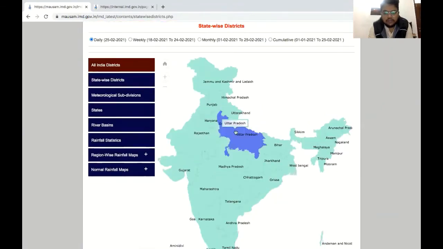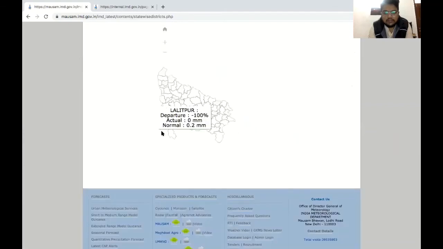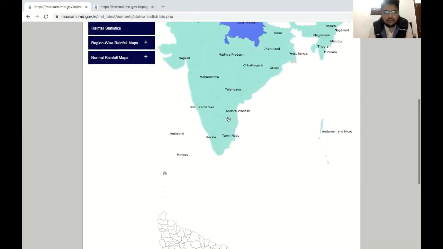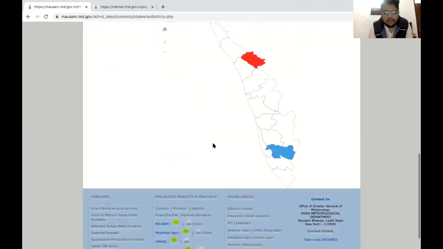If you go to say Uttar Pradesh, you can see that a lot of the districts have no rainfall, right? Then if you want to go down south, say Kerala, yeah. So in Kerala, two of the districts have had rainfall, and one is Wayanad, which has not much deficient rainfall, and Pathanamthitta has had excess rainfall of 489%, which means almost five times the normal.